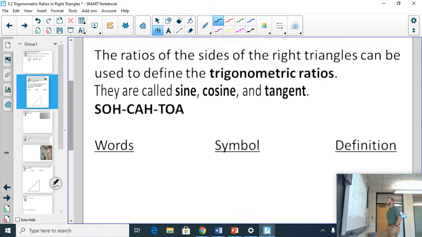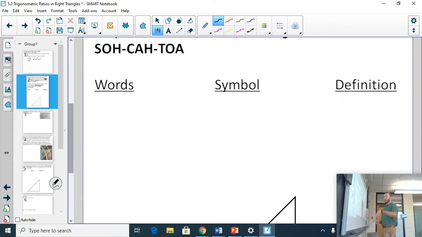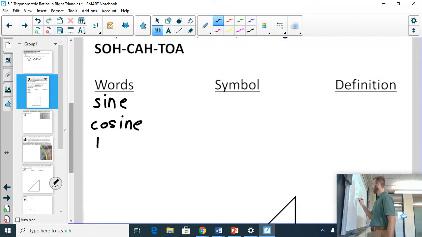The ratios of the sides of the right triangle can be used to define trigonometric ratios, and they are called sine, cosine, and tangent. And I have this mnemonic here that we may have already heard maybe in an earlier class, SOHCAHTOA, which is going to help us remember these trig ratios. So when you're talking in words or writing them out as if you were talking, this is how you'd write them: sine, cosine, and tangent, just how we had them before.